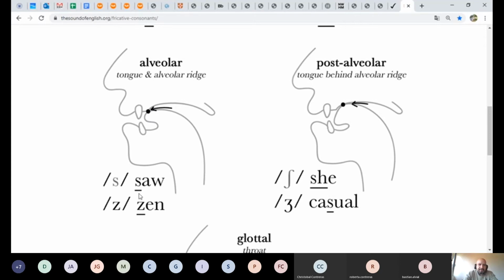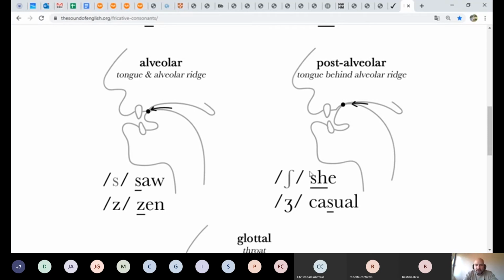Okay, so the two sounds are alveolar, and both are alveolar fricatives. Remember that's what we're learning now, the manner of articulation. Both of them are alveolar fricatives, and the only difference is that this one is voiced because we add vibration. I can feel the vibration in my throat. I suggest you do it as well, so you can practice and feel the vibration in your throat, right?